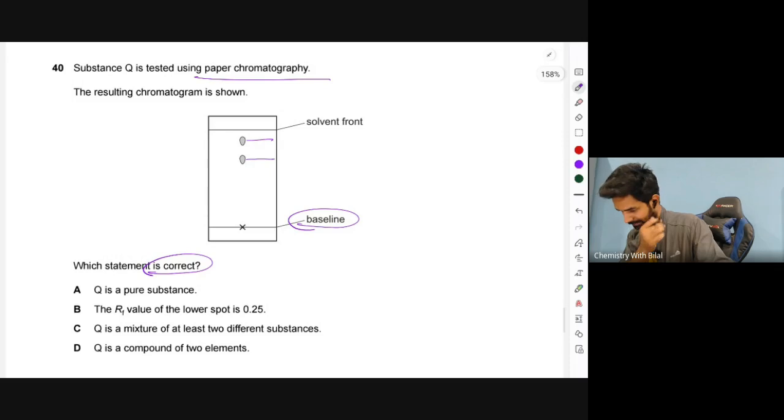Okay. First statement, Q is pure. Do you think Q is pure? A pure substance gives one spot; here multiple spots appear. A pure substance has only 1 spot. Rf value of the lower spot is 0.25.